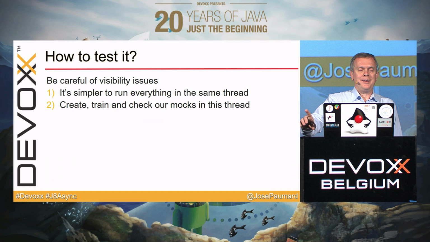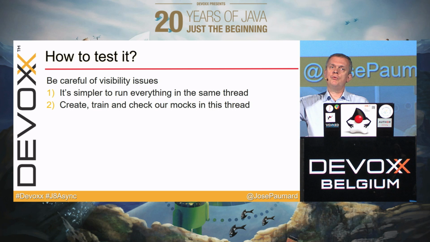What I would like to say, I could fix visibility issues with probably atomic variables, synchronizations, volatility, etc. But the simplest way of doing things is just run in the same thread. We just run all the operations in the same thread.